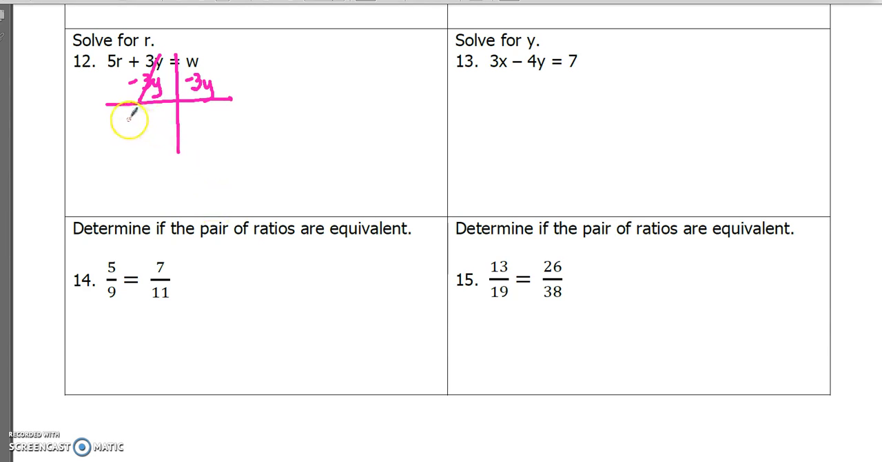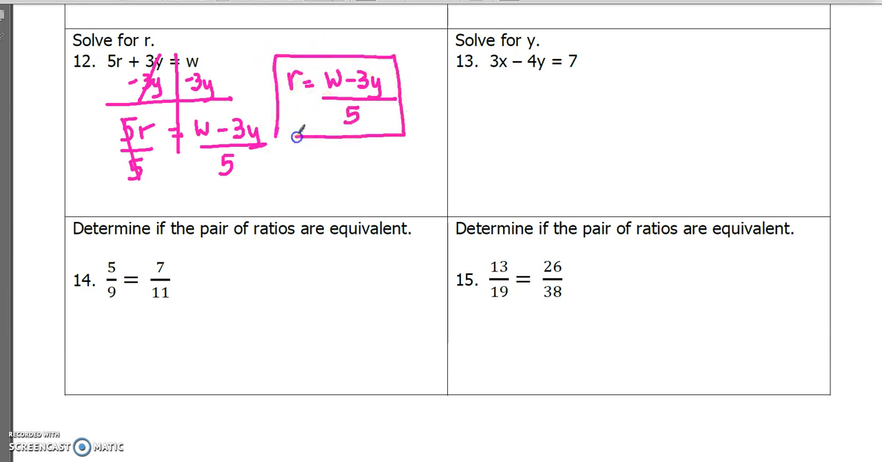All right, so it leaves a 5r equals, and my w and my y are not the same variables, so I cannot combine those. So I'm just going to write exactly what I have, which is w minus 3y. And then my r is still not by itself. I have 5 times r over here on the left. So to get rid of my 5, I'm going to divide by 5 on both sides. So that will leave me r equals w minus 3y divided by 5. And here's my final answer.